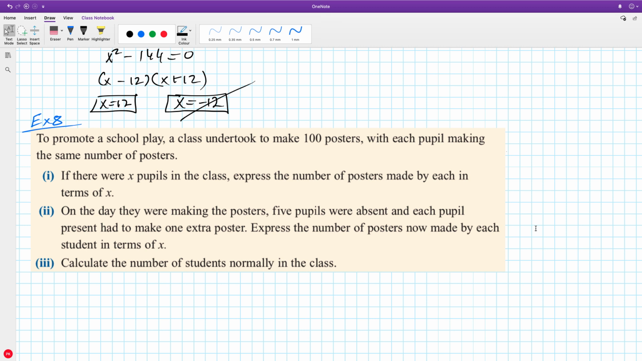So as I said, you can't work it out. Just say it to yourself in your head. If there were 5 pupils in the class, how many posters did each one make? If there were 10 pupils in the class, how many posters did each one make? Pick a figure if you can't figure it out. That's what I always do.